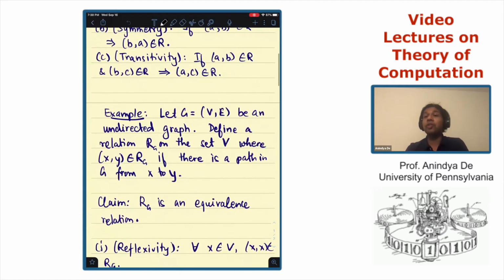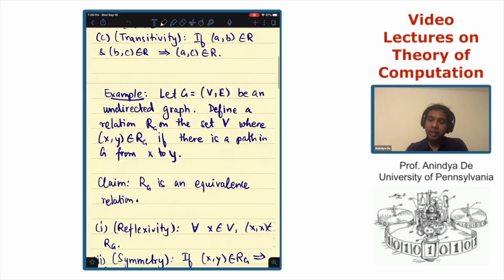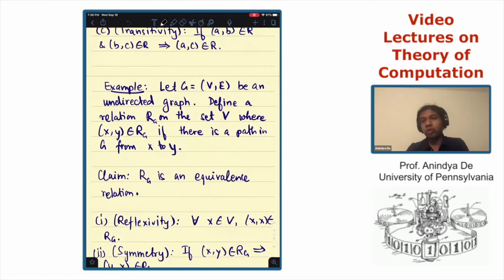So let's verify the first axiom. The first axiom is that of reflexivity. We need to verify that whenever x is an element of V, x comma x is in R sub G. And this is easy to check, right? Because whatever be a vertex x, there is always a path from x to x, because you can always go from x to x by a path of length 0. So the axiom of reflexivity is satisfied.